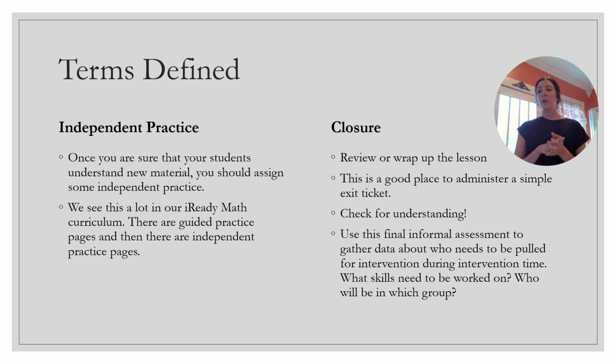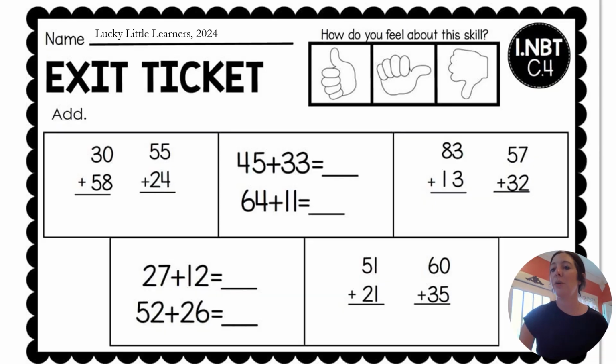Use this final informal assessment to gather data about who needs to be pulled for intervention during intervention time, what skills do they need to work on, and who will be in that group. That's what I use my exit tickets for during closure. And so with that, because I referenced iReady Math, I used an example of what an exit ticket might look like, and I pulled this from Google. It was a simple Google search, and it is from Lucky Little Learners, and I have that cited in my references.